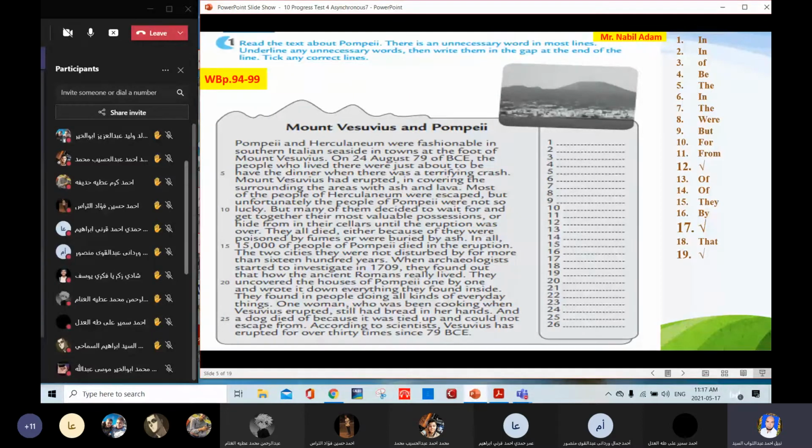What do you think? Here you have in line, which line? Line 21. They uncovered the houses of Pompeii one by one and wrote down everything they found inside. We have to delete "it". Thank you. Next. Yes, Ahmed Samir.